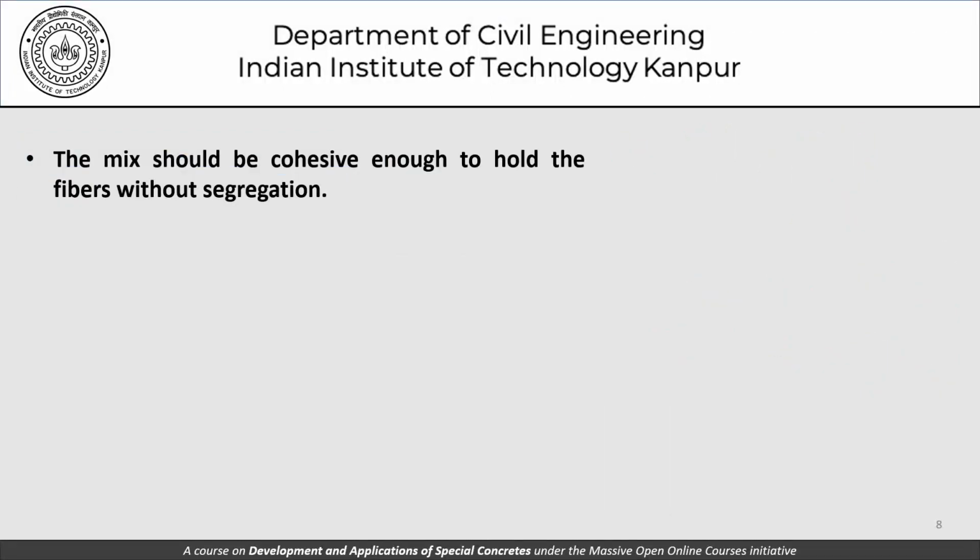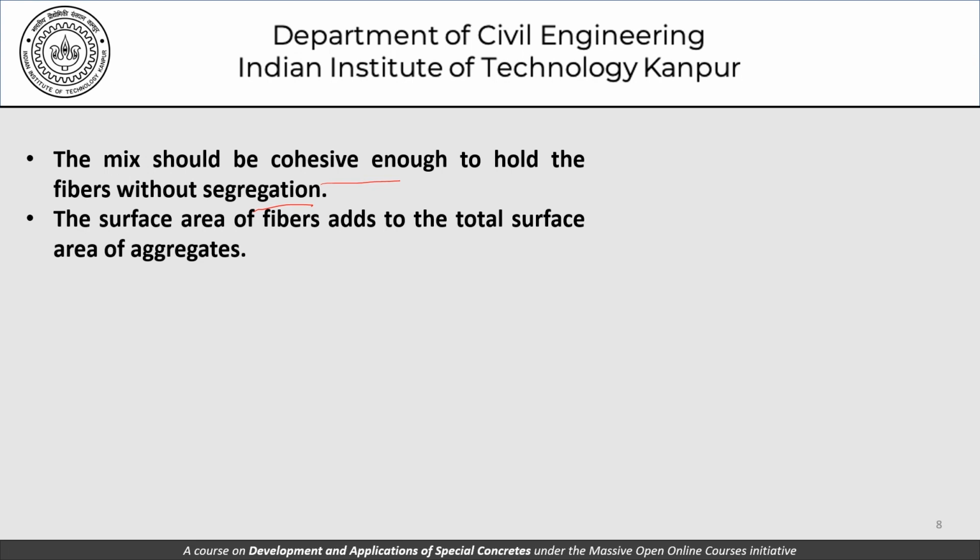Continuing with our discussion on the behavior of our fresh concrete with fibers, the mix should be cohesive enough to hold the fibers without segregation. The surface area of fibers adds to the total surface area of the aggregates, and the fibers have a reasonable surface area. They are long, thin elements, and therefore the surface area cannot be ignored. So that gets added to aggregates, and in fact that could be one way you could understand or reconcile the fact that increasing fibers leads to an increase in the demand for mortar, in the demand for paste, and finally in the demand of water as far as fiber reinforced concretes is concerned.